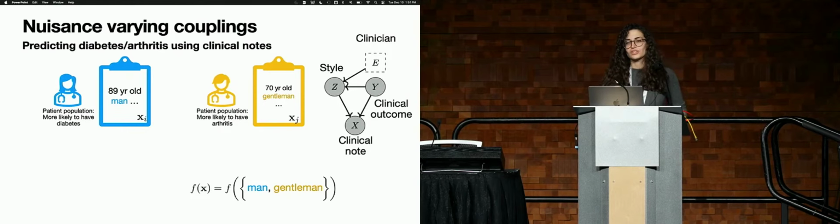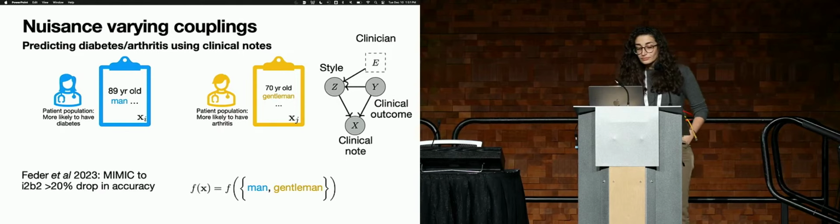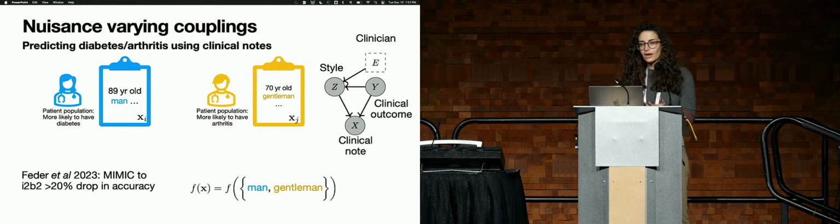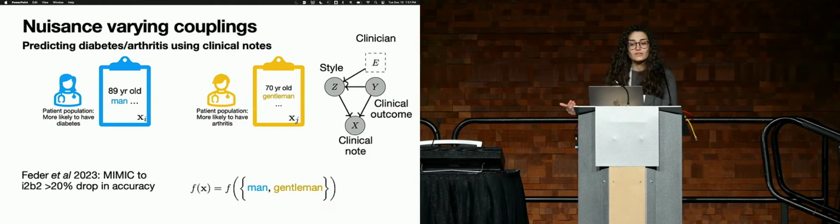Now, a naive model that just takes X, the inputs, which are the text from the clinical notes, and tries to predict the outcome might incorrectly learn to encode that if it sees a man, then the prediction must be diabetes. If it sees a gentleman, then the prediction must be arthritis. This is actually not a hypothetical example. This is a paper by Feder and collaborators in 2023, which showed that if you train a model using one healthcare data set, the MIMIC data set, and try to apply it to a slightly different data set, the I2B2 data set, you see a drop in accuracy that is about or greater than 20%.